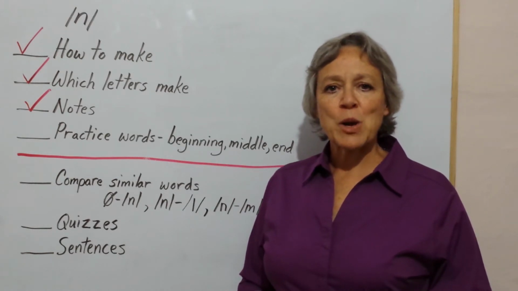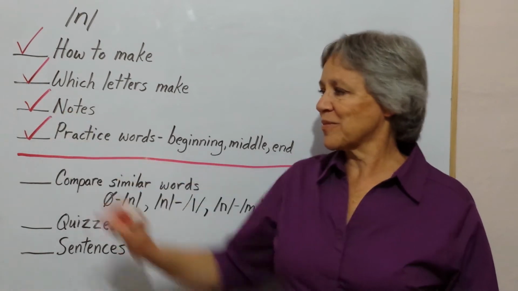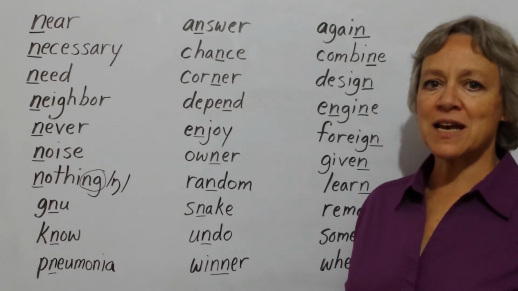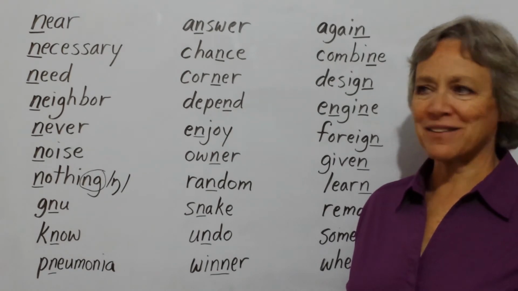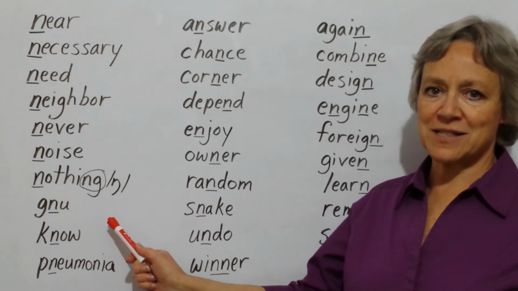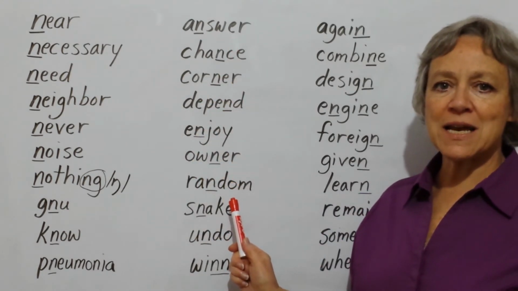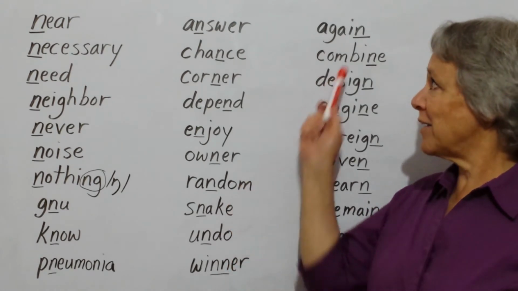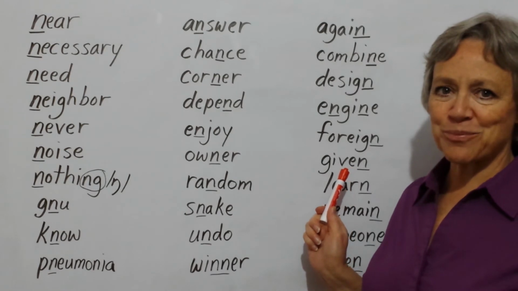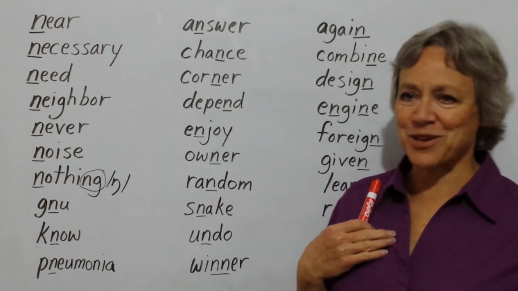Now I would like to practice some words with you. Here's some words containing N to practice saying with me. The words in the first column begin with the N sound. The words in the second column have N in the middle of the word, and the words in the last column have N at the end of the word. Please practice saying these with me. Please repeat these words after me, okay?